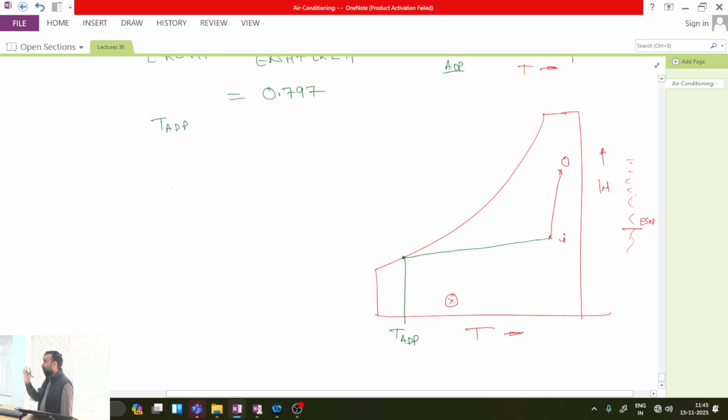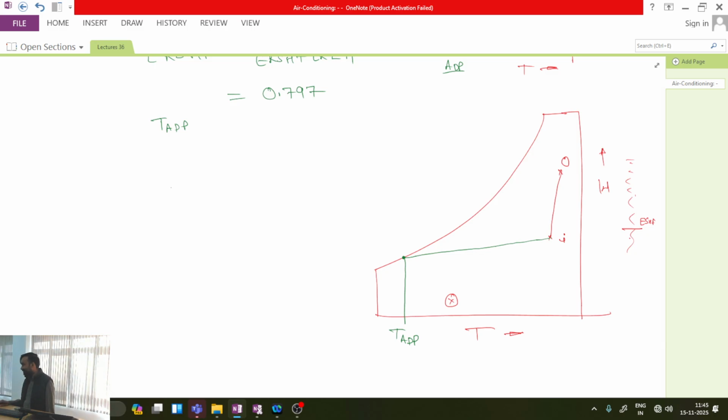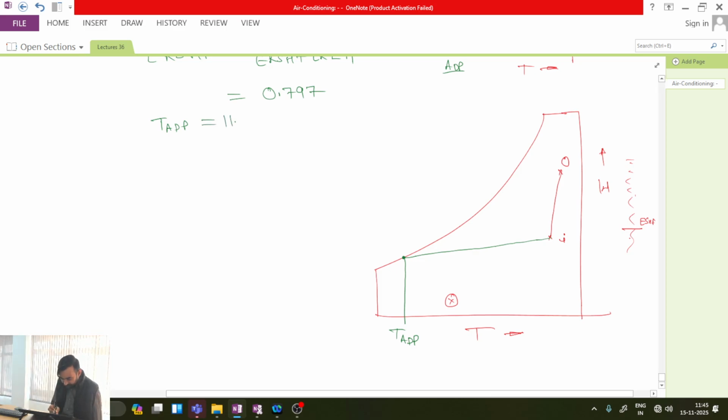All are clear with this point? What is the value of TADP? Please tell me, those who have plotted the line. Correct. 11.59. Point is clear. So we can calculate ADP. ADP is calculated. What should be my next step?